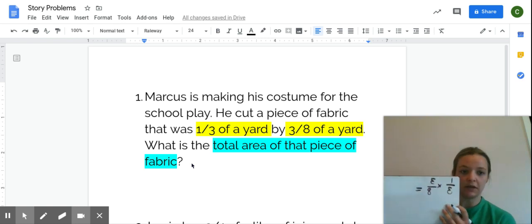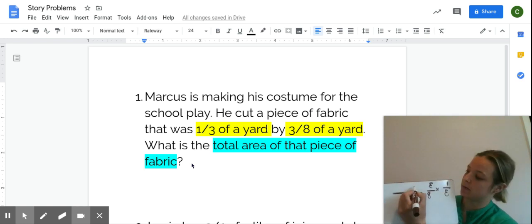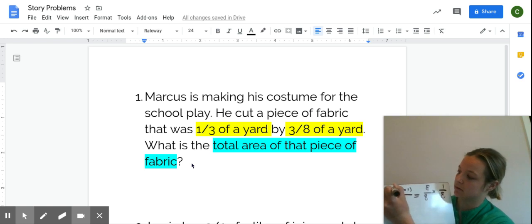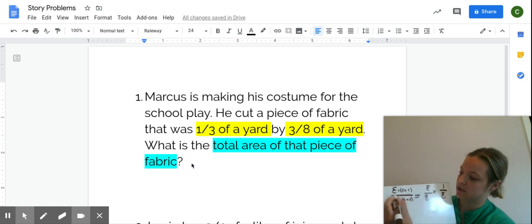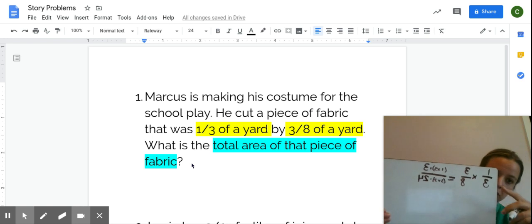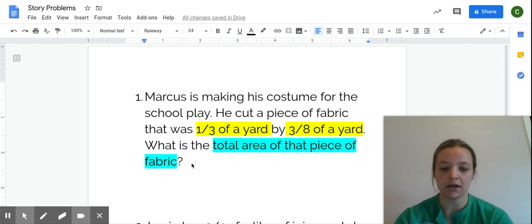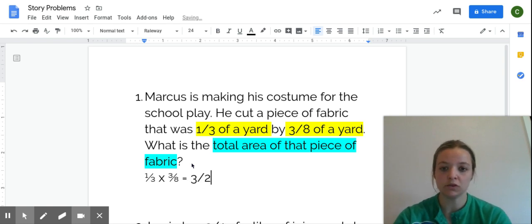3/8. So last week, you guys, we learned the standard algorithm for multiplying fractions. So we multiply our numerators, 1 times 3, which equals 3. And then we multiply our denominators, which is 3 times 8, which equals 24. So to solve this quickly, I multiply my numerators and I multiply my denominators. So showing my work, I have 1/3 times 3/8 equals 3/24.